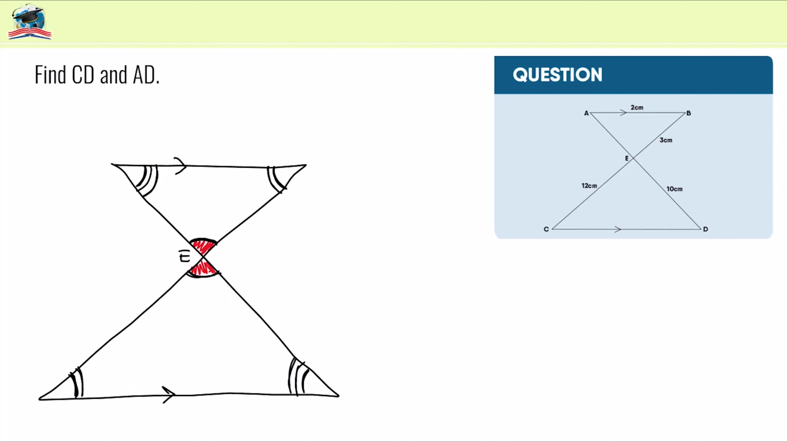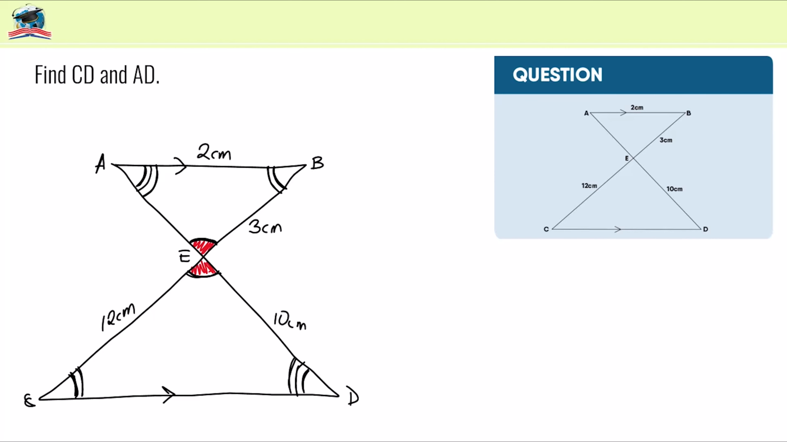So this will really help us. Once you identify this, it makes your question very easy to understand. Now let's go further. Okay, let's put the values. We got 2 centimeters here. We got 3 centimeters here. And then we've got 12 here. And then we've got 10 here. We got A and B here, and we got C and D.